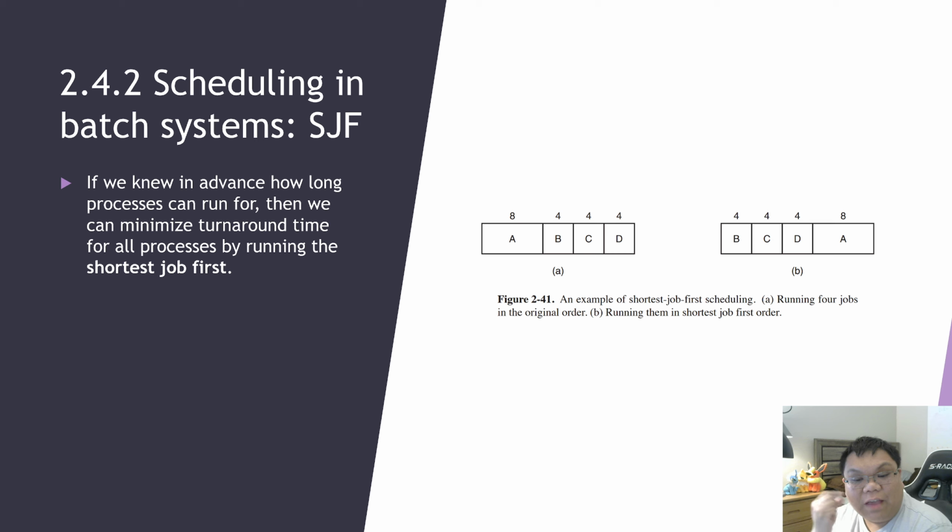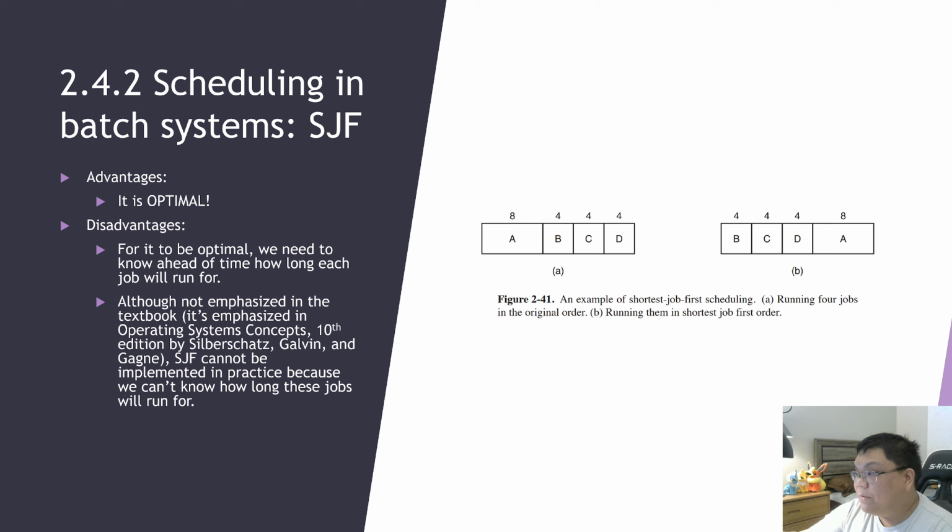But there is a trick we can do. If we know how long each process will run for, we'll just sort all the processes so the shortest jobs run first. So shortest job runs first. We basically end up with an optimal algorithm here. So if we sort all our jobs by how long it'll take for them to run, we end up with an optimal scheduling algorithm. This is the best algorithm we can ever get.